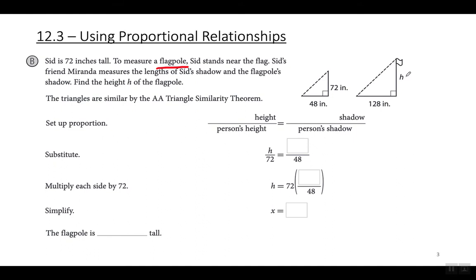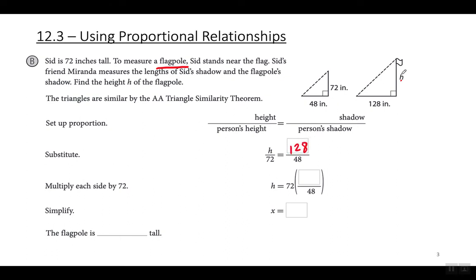So I would set up my proportion. I said there are several ways to correctly set it up. The way the book is setting it up is they're comparing this side over this side. Again, whatever triangle you start with, you've got to continue that pattern. So the book is comparing H over 72, so then they've got to put that equal to this side over this one.